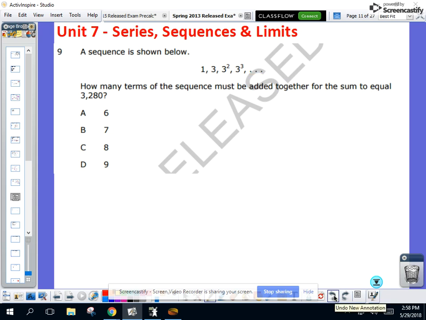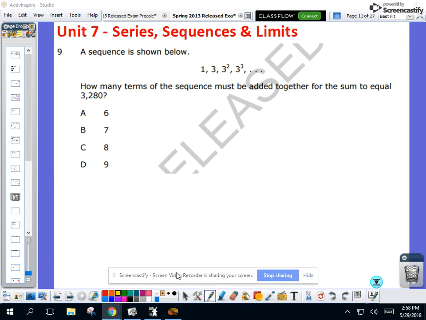Number 9 is a question from Unit 7 where we are given a sequence 1, 3, 3 squared, and 3 cubed. And that function is going to continue on infinitely because we see those dots that follow the first 4 terms of the sequence. The question's asking how many terms must be added together for the sum to equal 3,280. This is an example of a partial sum question.